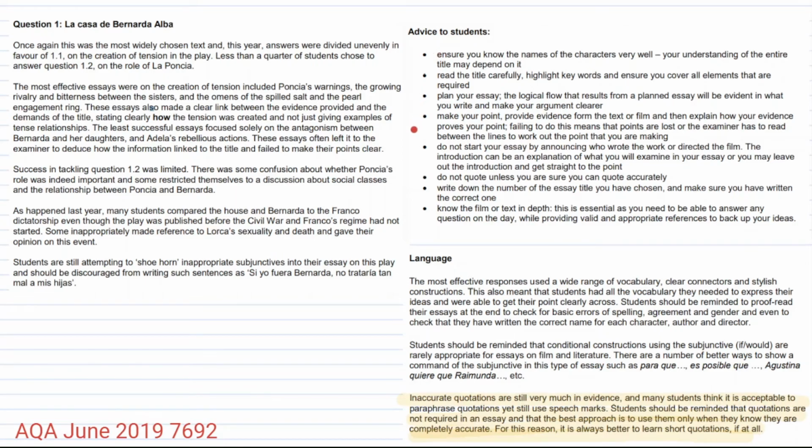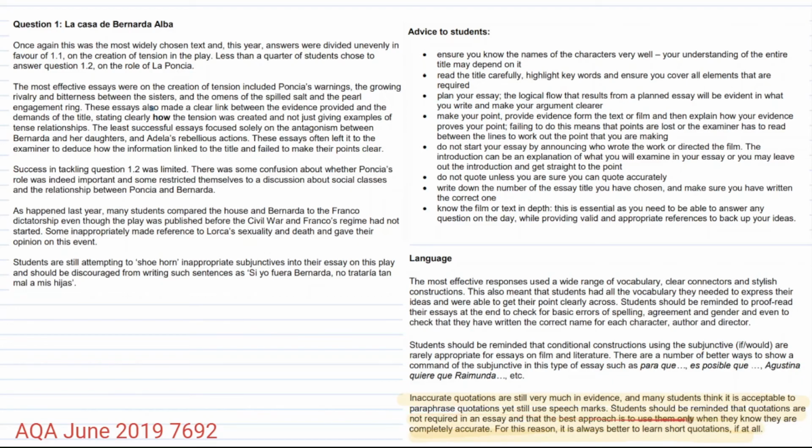character. With La Casa de Bernarda Alba, don't get confused with the names of the daughters. Lastly, use a wide range of vocabulary and always proofread your essay at the end. I want to draw your attention to this bottom paragraph. It says, inaccurate quotations are still very much in evidence, and many students think it is acceptable to paraphrase quotations yet still use speech marks.